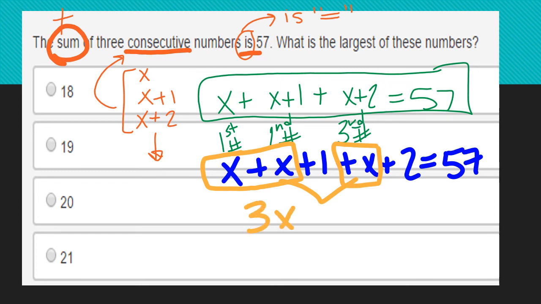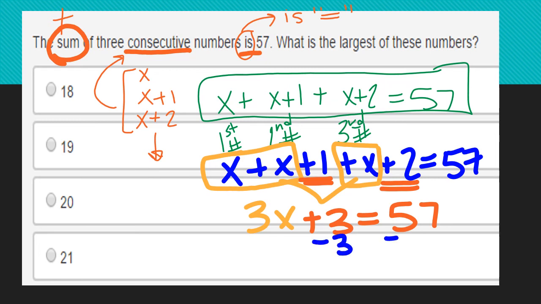Now look at your numbers that are by themselves. We have a 1, we have a 2, and that gives us 3. Okay, and I'm just going to bring the 57 down. And then if we look, we're going to take and we're going to move the 3 over. Remember, we get rid of that first.